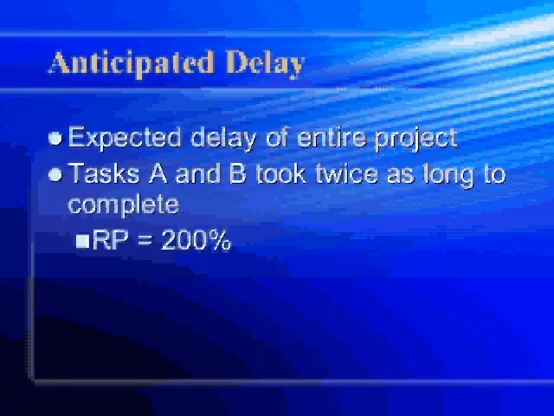There is certainly an anticipated delay in this project, based on the length of time it took to complete activities A and B. The rate of performance was 200%, showing that these tasks took twice as long as was originally planned. Therefore, we can speculate that the entire project will take nearly twice as long to finish as the planned duration estimated.